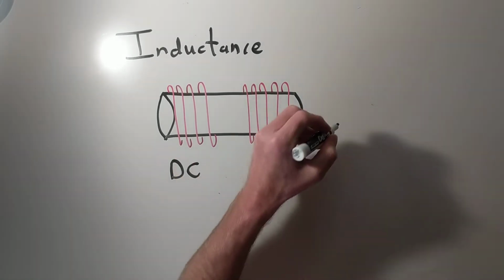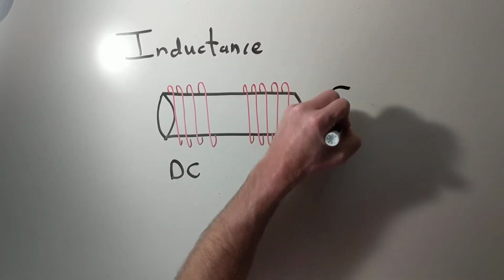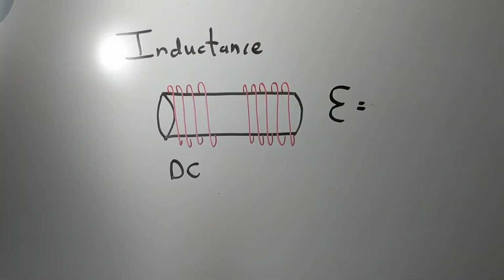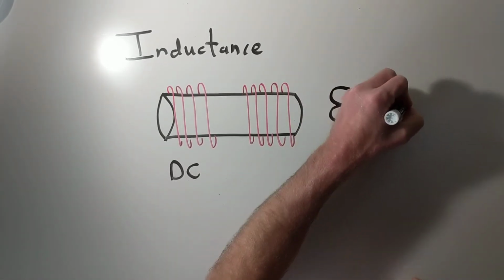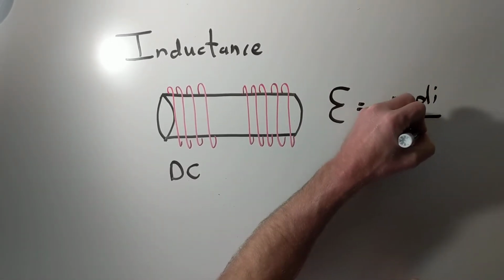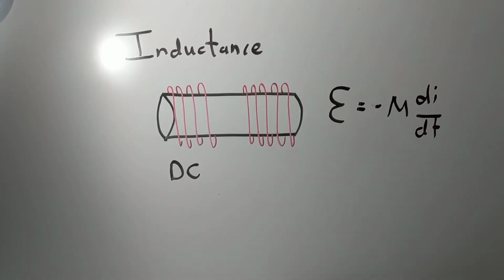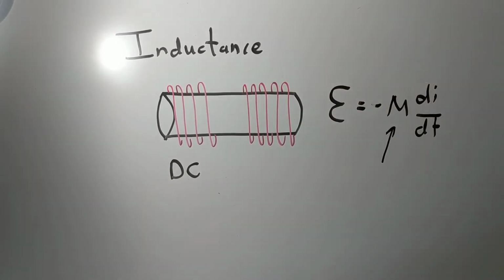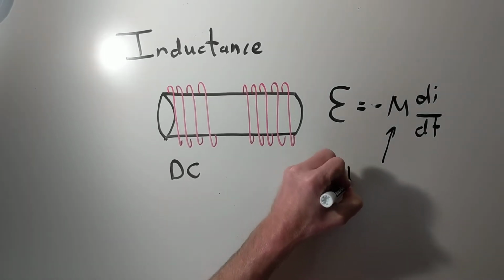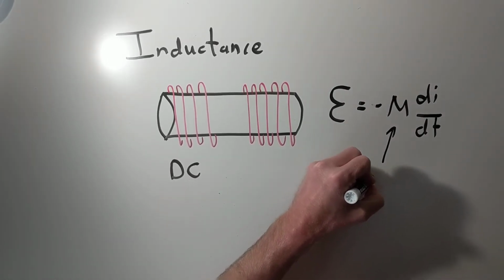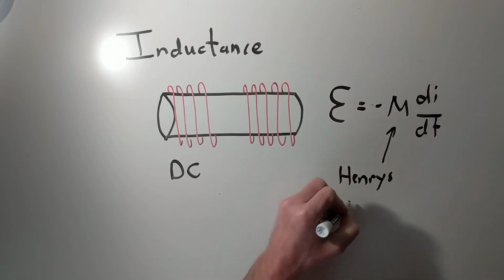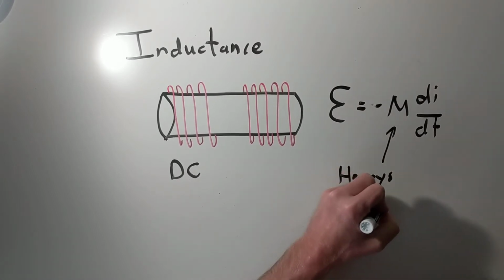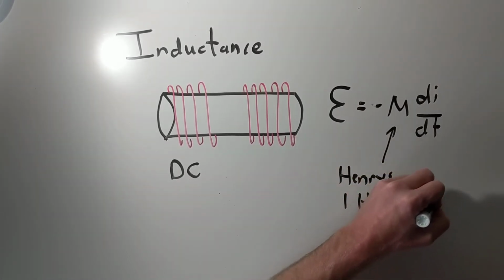And the actual relationship that happens here is this. The EMF, the voltage, remember EMF is just voltage, is negative M times the change in current over the change in time. M is called the mutual inductance, and it is measured in henries. And 1 henry equals 1 joule per amp squared.